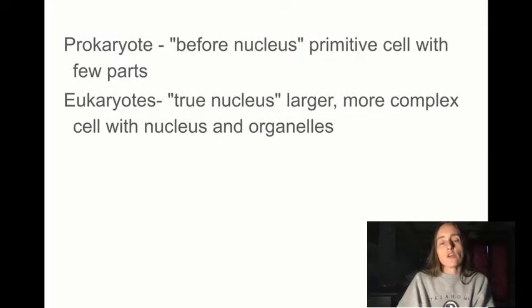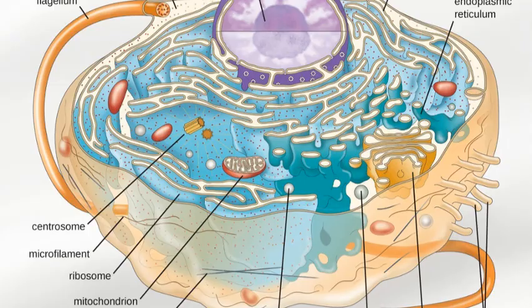Okay, so our two domains. I wanted to review this. We know this, but just FYI. Eukaryotes have a true nucleus, and are more complex, with larger cells.